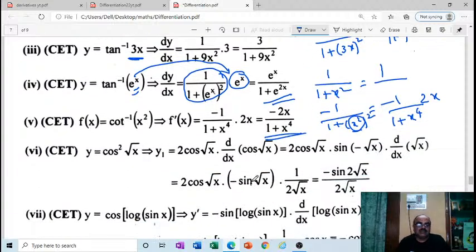Next, y equals cos square root x. Three concepts are here. One is about cos, the other one is about square, and the third one is the root. So x square differentiation becomes 2x. So cos square differentiation is 2 cos x. Correct? What is x here? Root x. 2 cos root x.